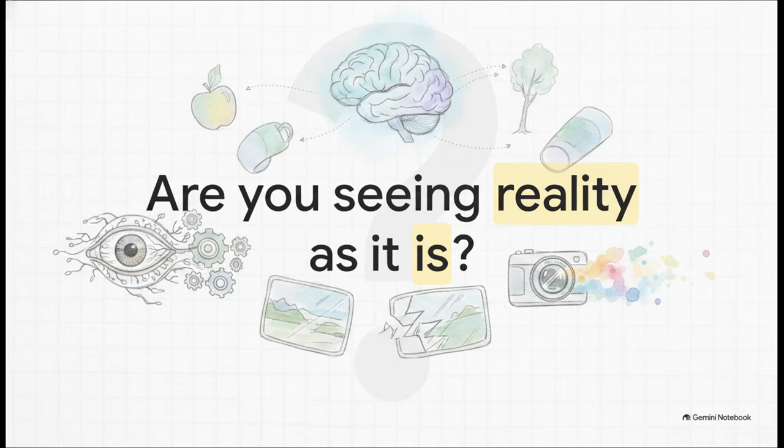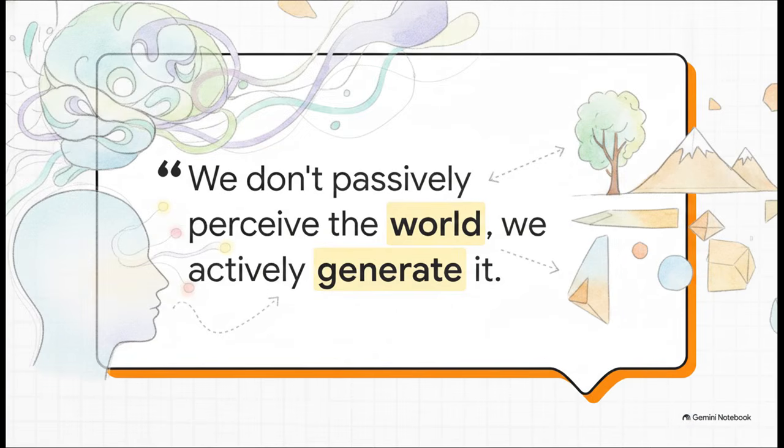But it turns out that is not how human perception works at all. As Anil Seth so brilliantly points out, the world doesn't just pour into our minds. Instead, our brains construct it from the inside out. As he puts it, we don't passively perceive the world, we actively generate it. It's a completely counterintuitive idea, I know, but once you see the mechanics behind it, it literally changes everything about how you interact with reality.